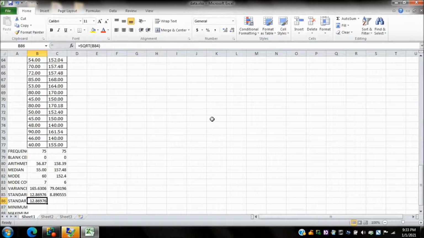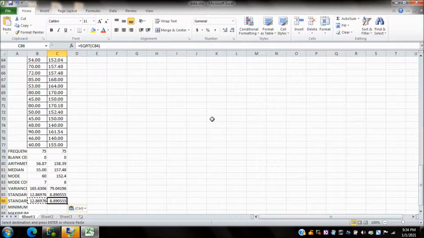So still I'm going to copy this formula, C86 height, and paste it here. It's 8.89055, formula C86, which is the same as the result in C85. So either of the two ways can give me the standard deviation.